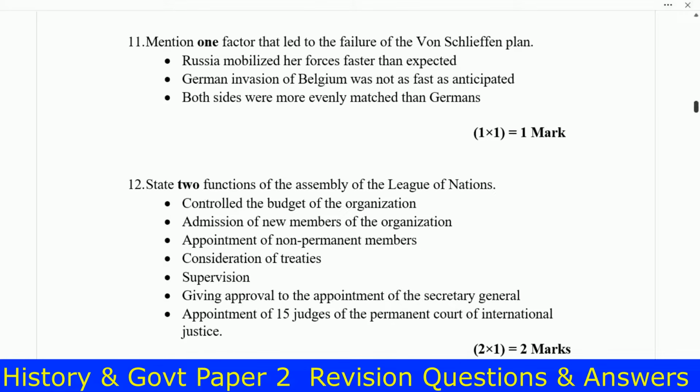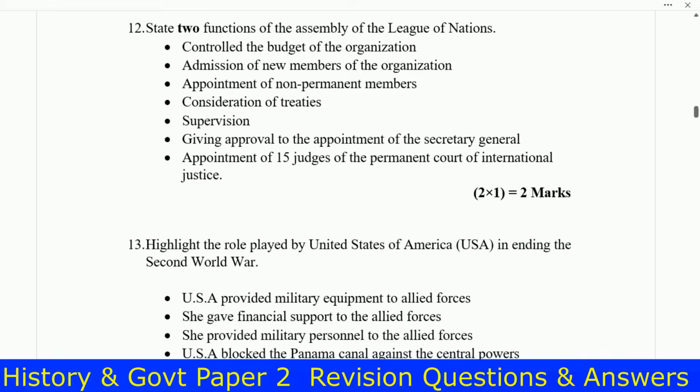Russia mobilized forces faster than expected. Next, German invasion of Belgium was not as fast as anticipated. Next, both sides were more evenly matched than Germany expected. Number 12, state two functions of the Assembly of the League of Nations.